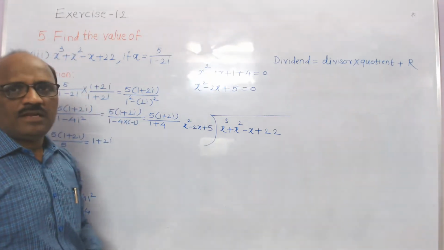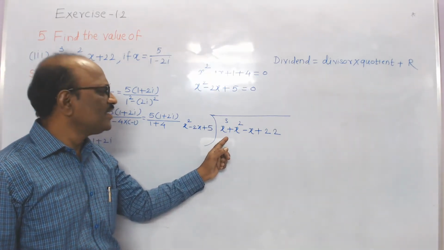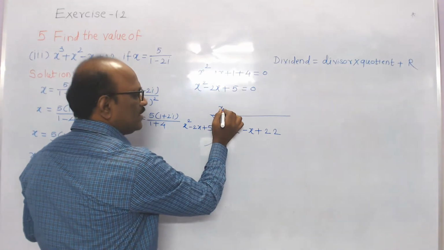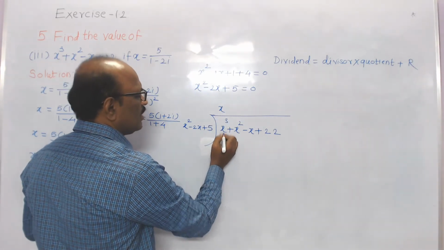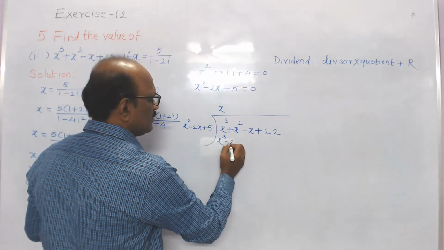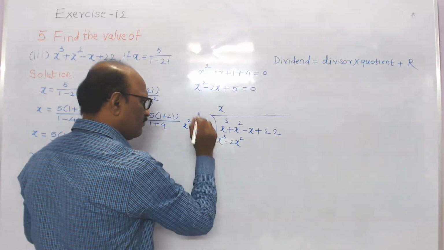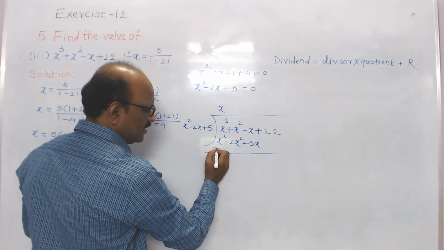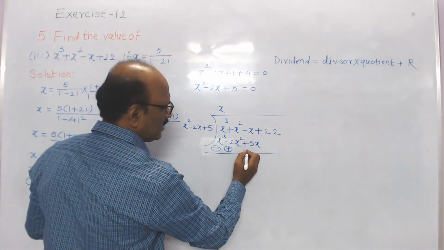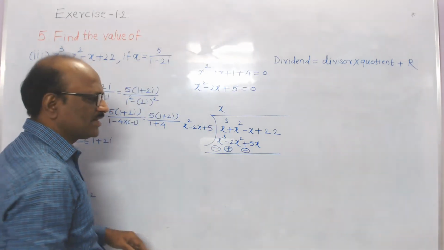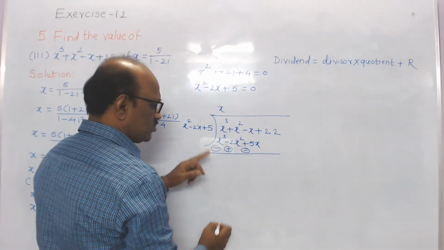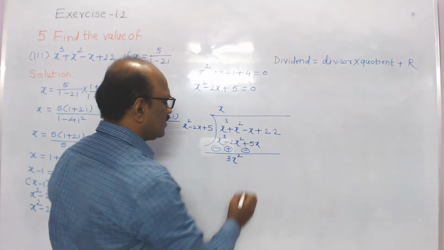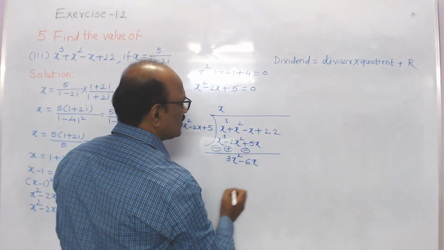Now consider this first term is x cube. To get the x cube, we have to multiply this x square by x. Therefore, here I will write here x. Now x into x square, you will get x cube. X into minus 2x, that is a minus 2x square. X into 5, therefore you will get here 5x. As there is a division, we will change the sign minus, here is a plus and again minus. Plus x cube minus x cube get cancelled, and plus x square minus plus 2x square, you will get 3x square minus x and minus 5x, you will get minus 6x plus 22.